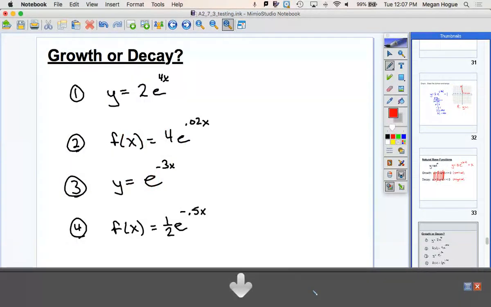You're going to write down these 4, and we're going to decide whether it's growth or decay. So go ahead and write down those 4. As you write them down, write down G or D next to them for growth or decay. You can go ahead and do that. You're going to decide whether it's growth or decay.